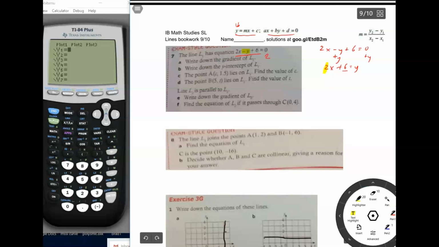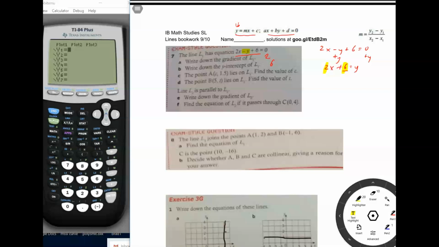Write down the y-intercept of L1. Well, if the gradient is 2, then the y-intercept is the other number, which is 6. So I'm going to write that down. The point A, c, 1.5 lies on L1. Find the value of c.